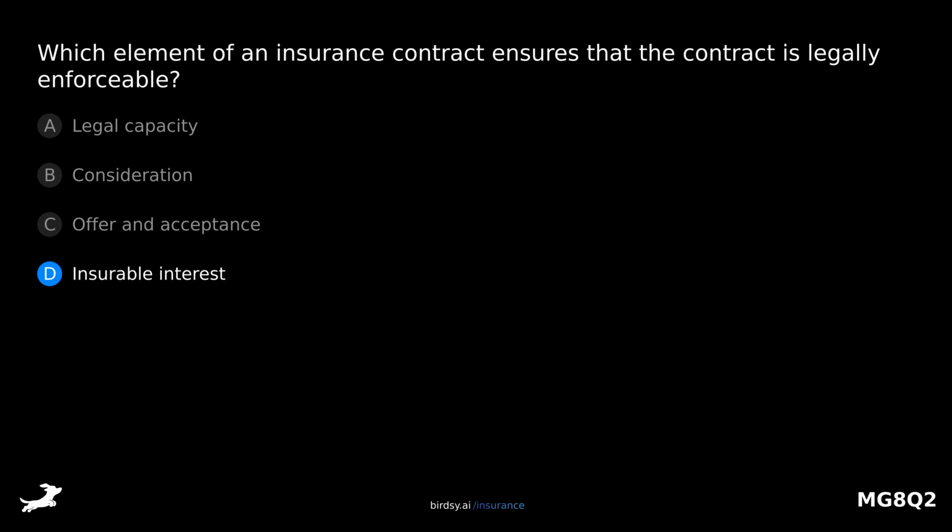A policyholder is reviewing their insurance contract and wants to understand the offer and acceptance process. If the insurer offers a policy and the policyholder pays the premium, what does this signify? Is it A, the policyholder's consideration? B, the insurer's consideration? C, the policyholder's insurable interest? Or D, the policyholder's acceptance of the offer? The answer is D, the policyholder's acceptance of the offer.